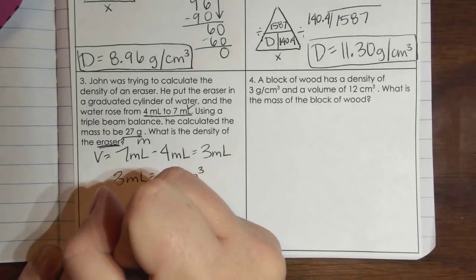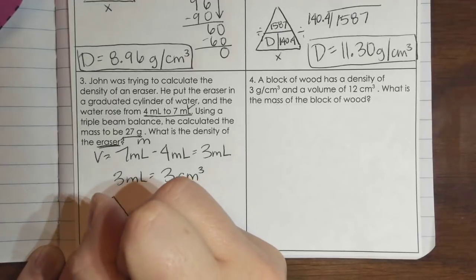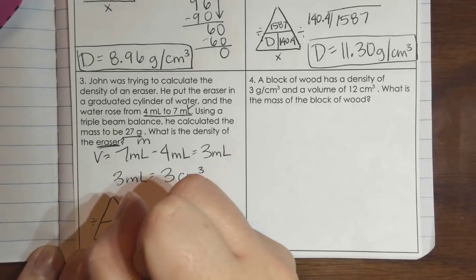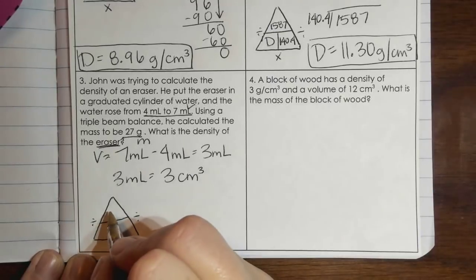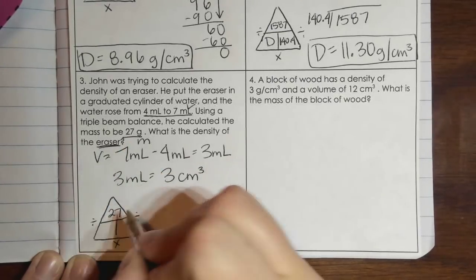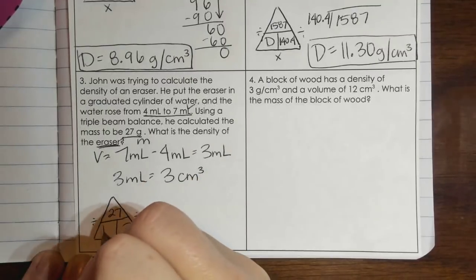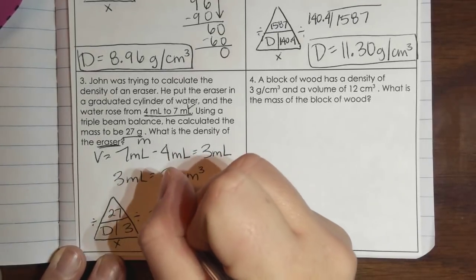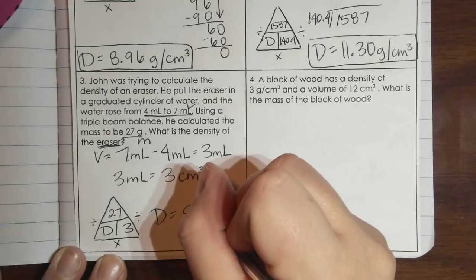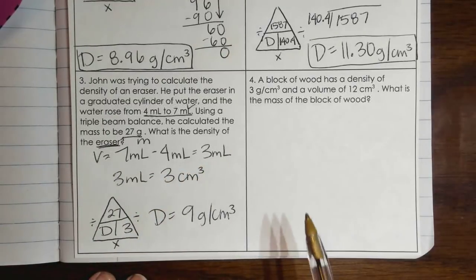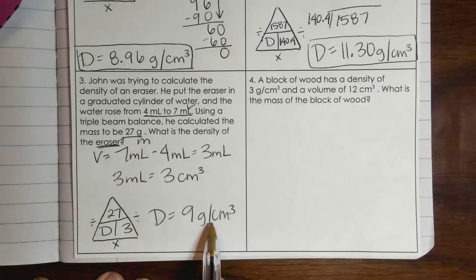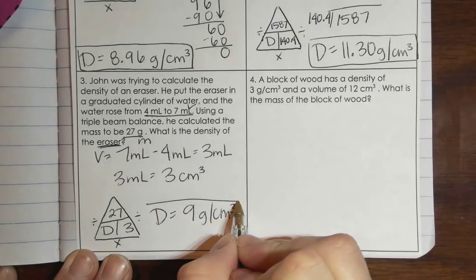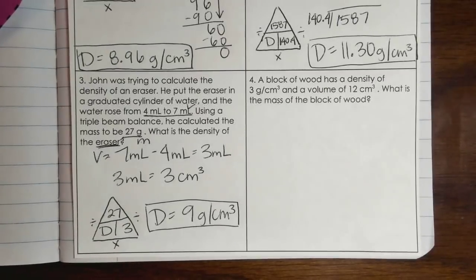We set up our triangle. Divide on the side. Multiply on the bottom. At the top, we know our mass is 27. Our volume is 3. And we're looking for the density. 27 divided by 3. That should be a fact that we know. The answer should be 9. So density equals 9 grams per centimeter cubed. Again, our units is going to be our mass units slash our volume units. We'll put a box around our final answer, and that's the density of the eraser.